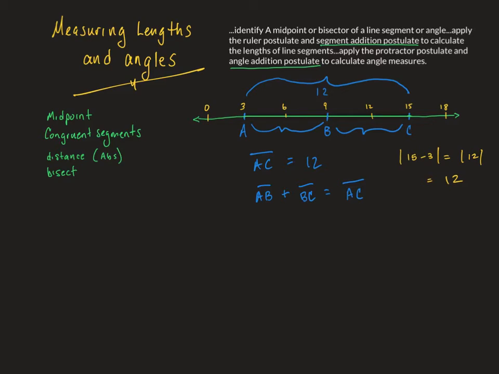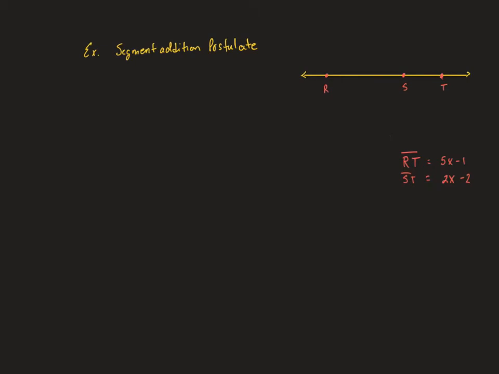So let's see here, moving forward with algebra now. If I use this as an example for the segment addition postulate, I have a line with 3 points drawn on here, and it's telling me that RT is equal to 5x minus 1, and ST is equal to 2x minus 2. And then what would I find out is, what is RS equal to?